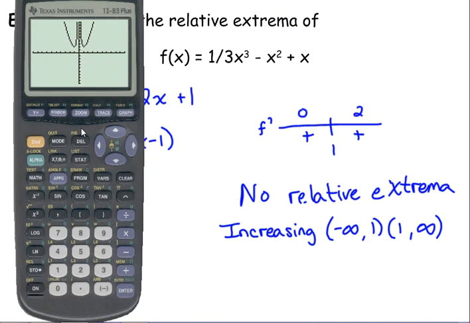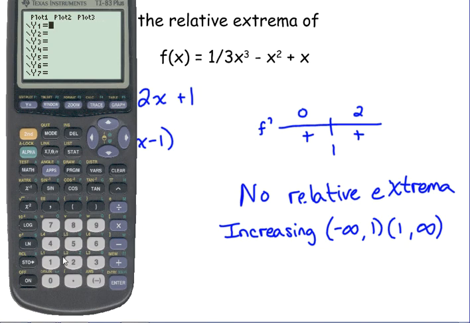Since this one's a little weird too, let's go ahead and graph it and make sure that we didn't do anything crazy. 1/3 x cubed minus x squared plus x. Let's look at the graph. Here comes the cubic function. And notice that flat spot there at 1. That's a horizontal tangent line. So it's not a maximum or a minimum because we don't change from increasing to decreasing, but that's a good example of a horizontal tangent line.